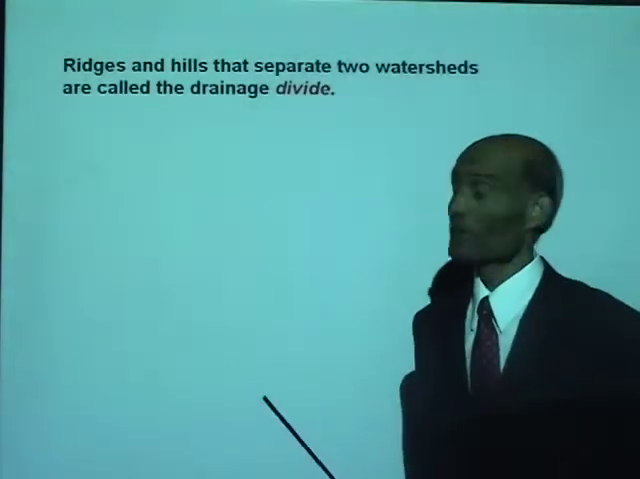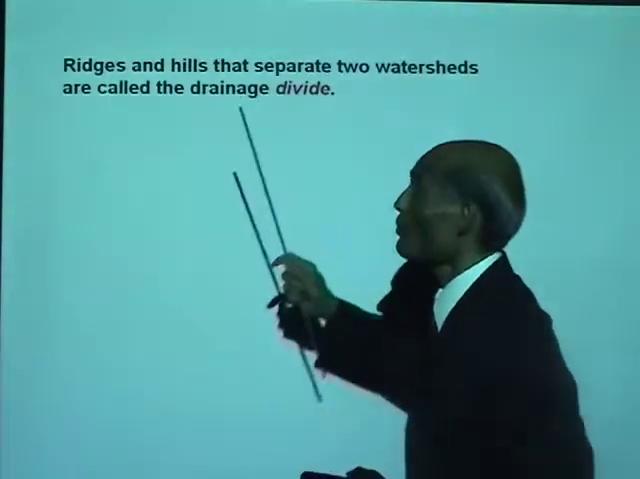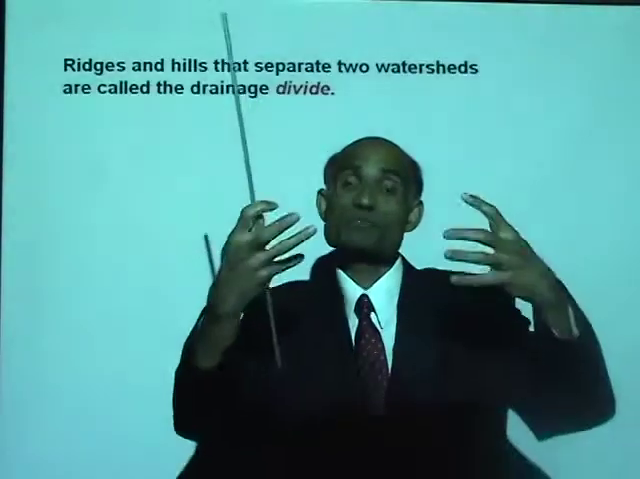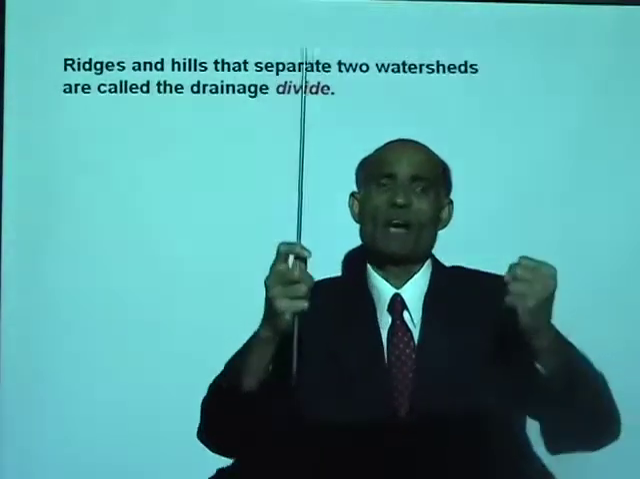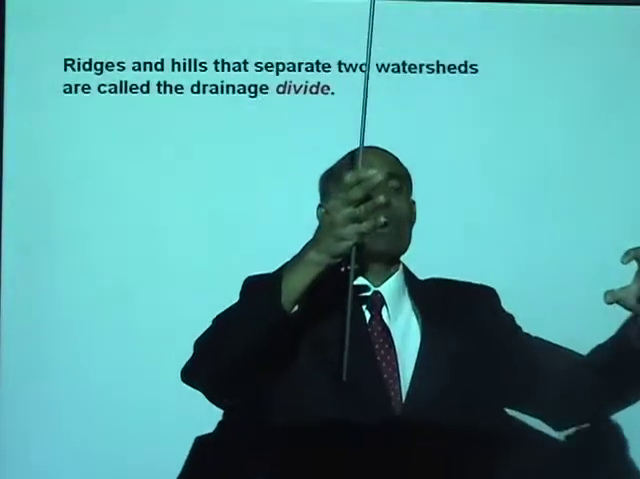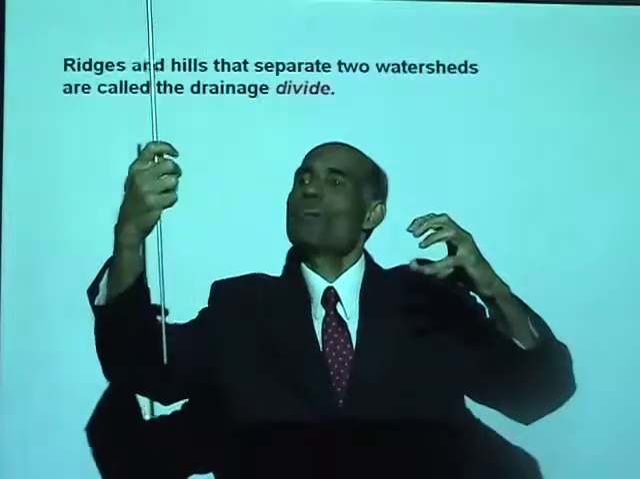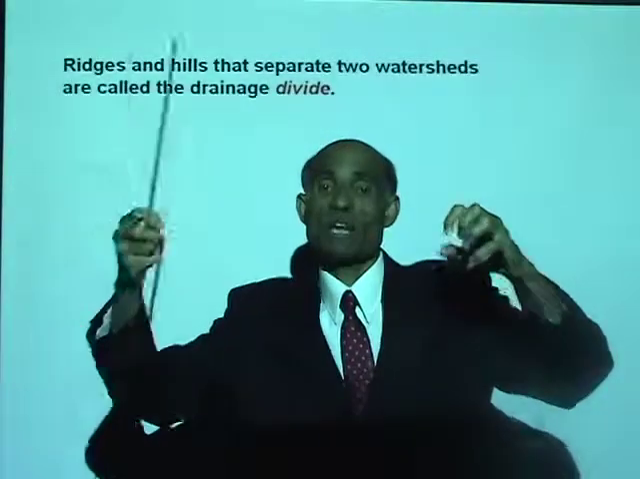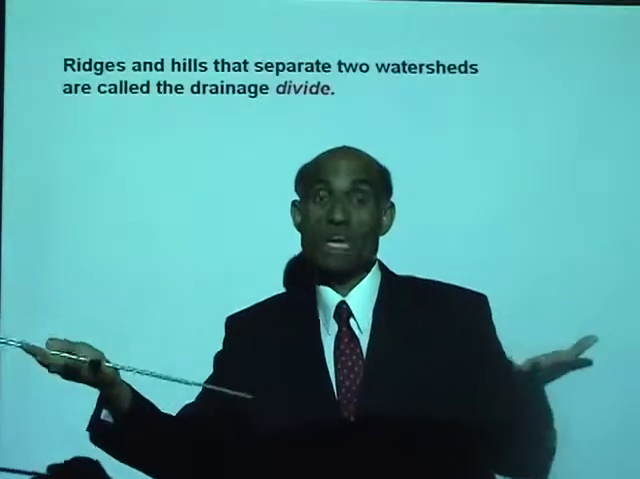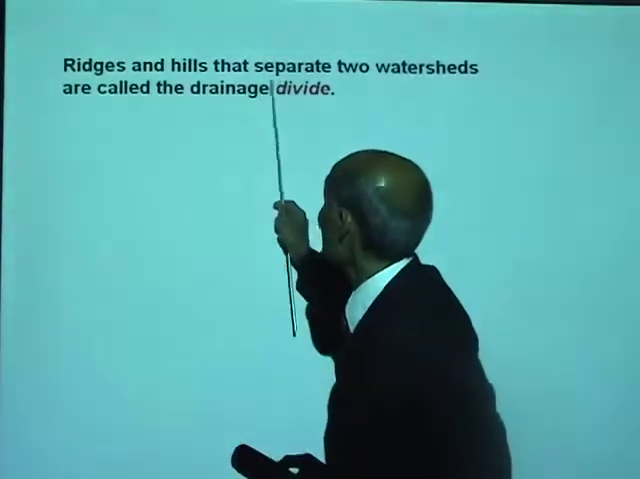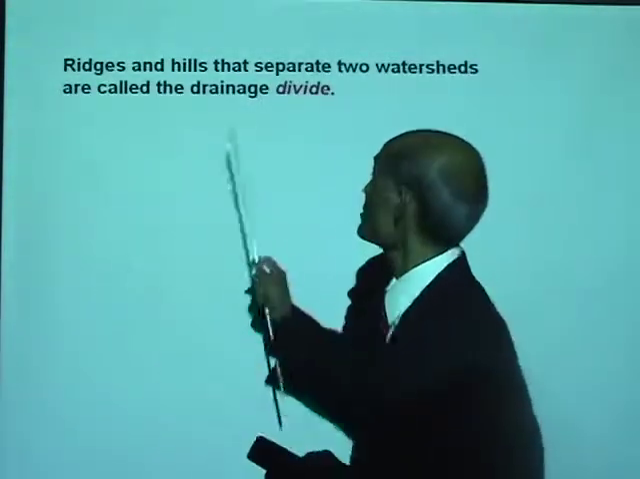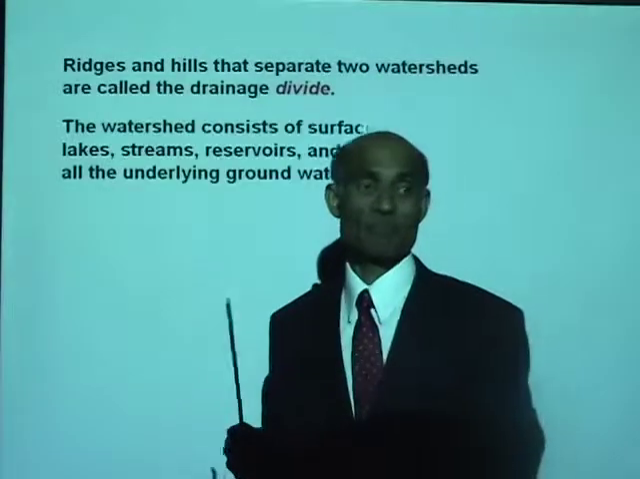Now, sometimes ridges and hills will be separating two watersheds. Areas that are drained by streams are separated by hills. That means there will be one watershed on one side of the hill, another watershed on another part of the hill, draining into different locations. Now, that kind of a hill that separates two watersheds is called a divide.